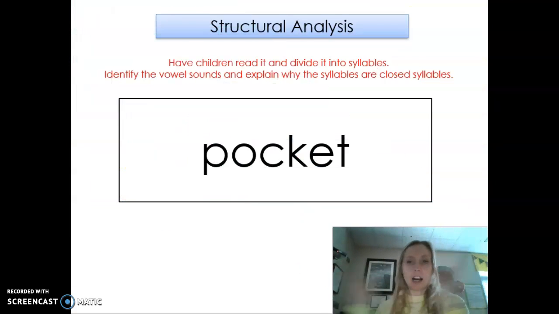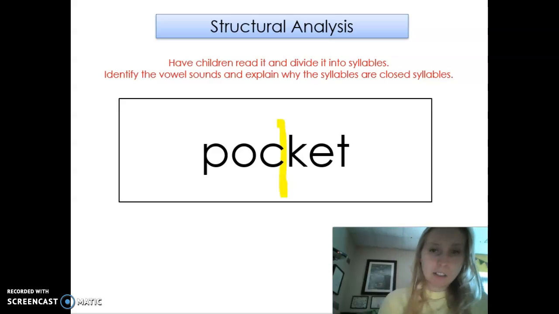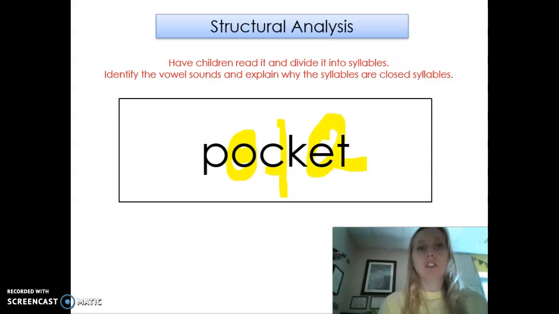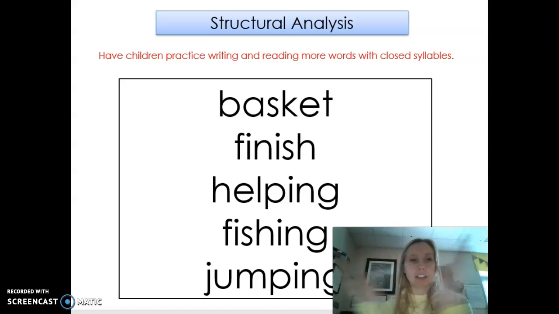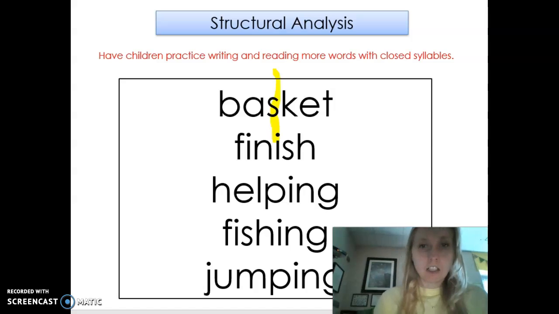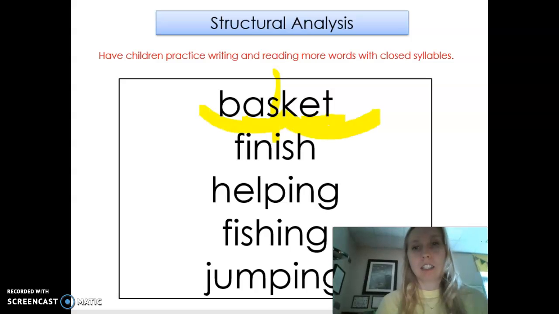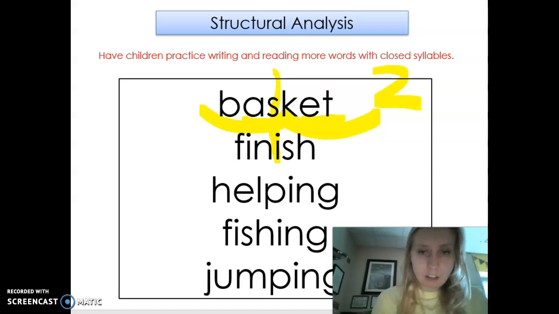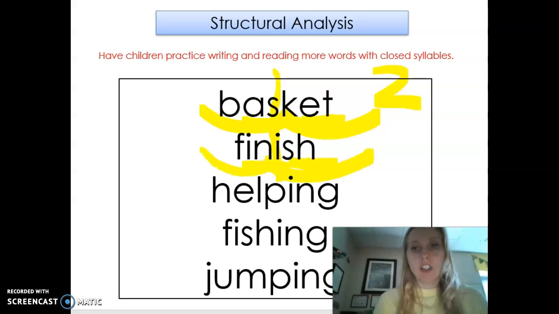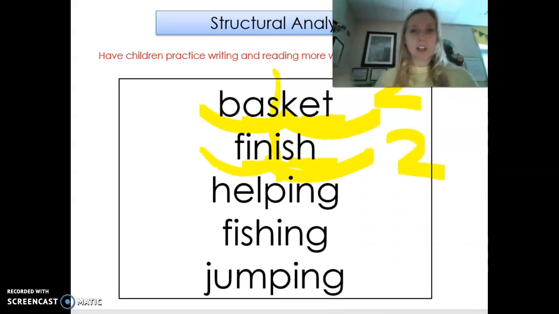Pocket. Consonant, closed syllable, vowel, consonant, vowel, two closed syllables. Basket. Consonant, vowel, closed syllable. Two closed syllables. Finish. Consonant, vowel, closed syllable. Consonants, vowel, closed syllable. Finish. Two closed syllables.